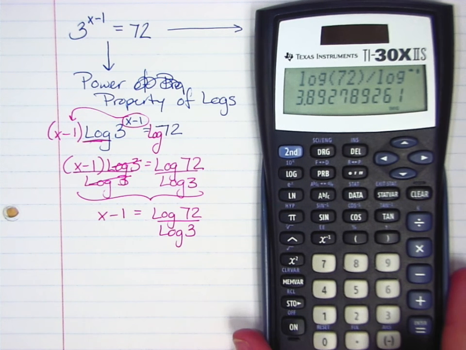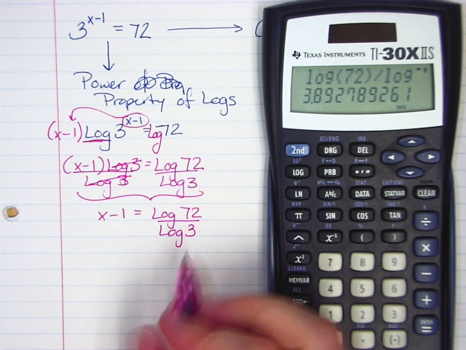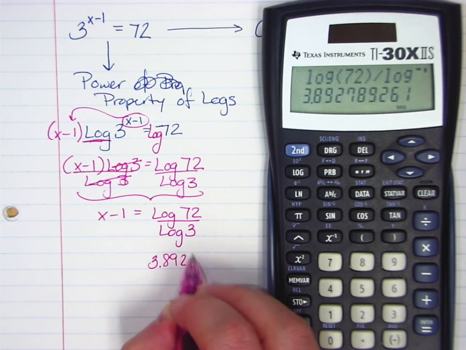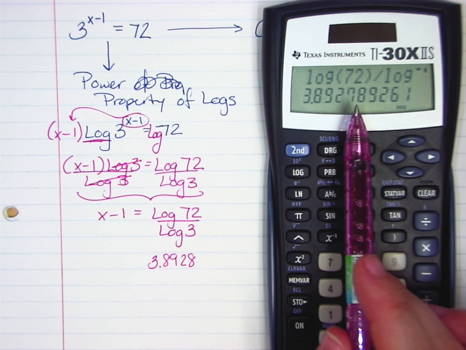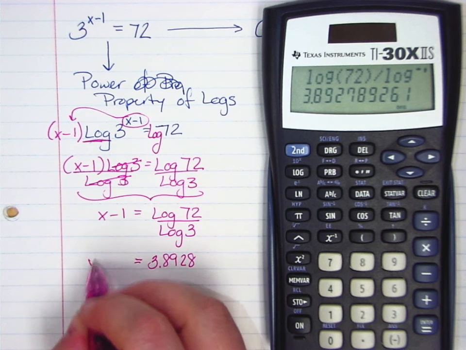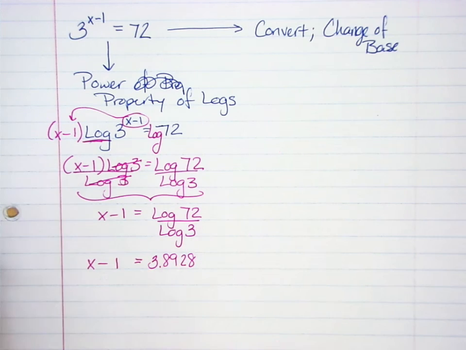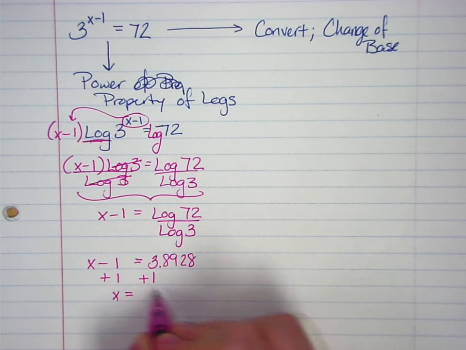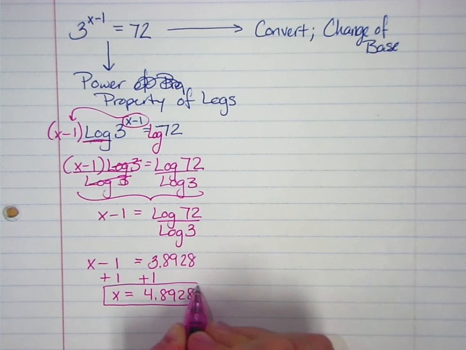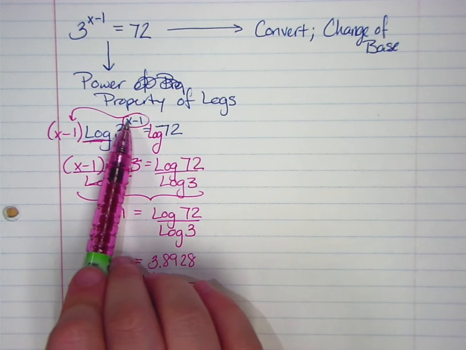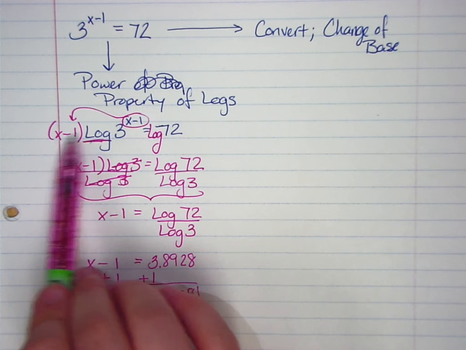3.8928. Now in class we talked about how I'd like you to round no less than 2 decimal places and no more than 4. So I'm going to take 4 here, 3.8928. And I rounded that 4th decimal place up because the next number was an 8. That's still equal to x minus 1. I'm going to add 1 to both sides, so I get my final answer of x equals 4.8928.